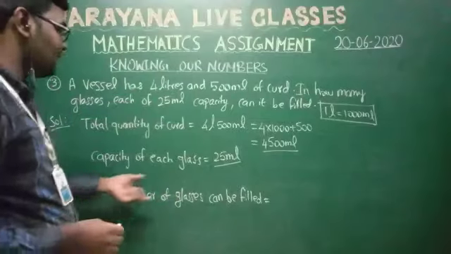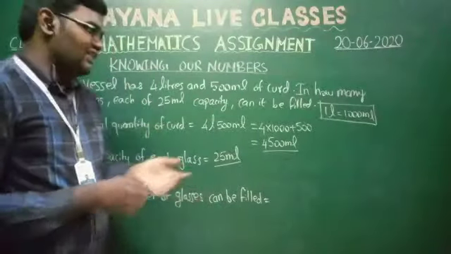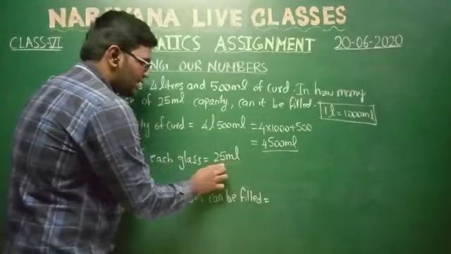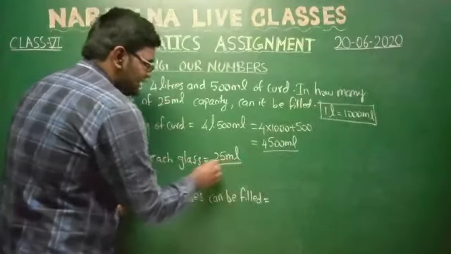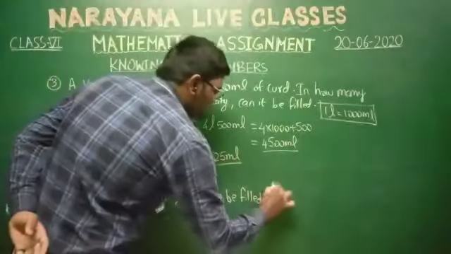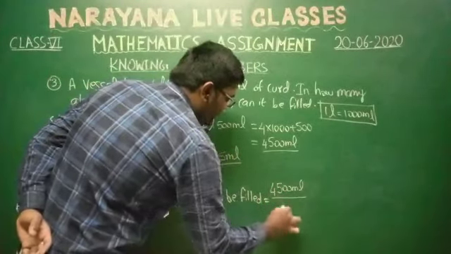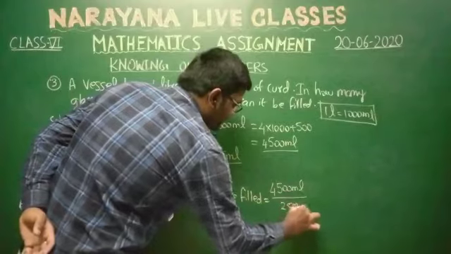Now I want to find the number of glasses it can be filled. Already I told you in the first problem, if you want to find the total number of glasses, or total number, it means larger value divided by smaller value. It's very simple. So the total capacity 4500 ml divided by 25 ml.